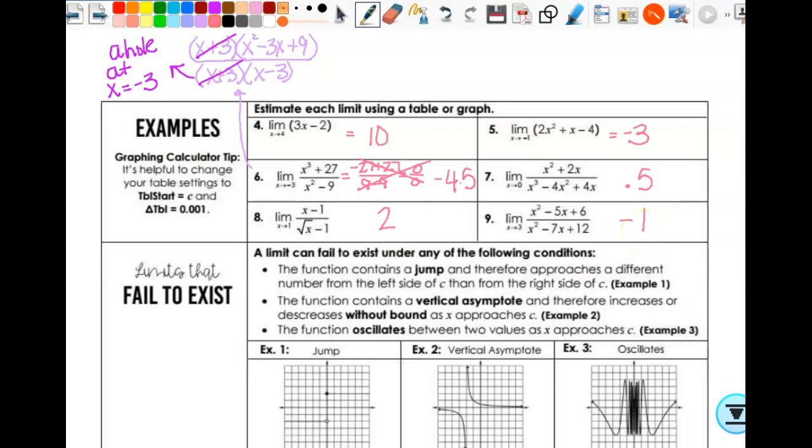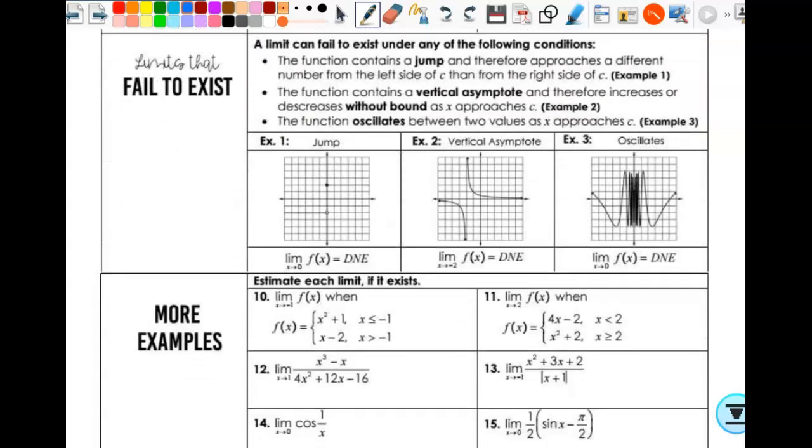Easy enough? All right, so let's talk about when a limit can fail to exist. A limit can fail to exist under any of the following conditions. If the function contains a jump and therefore approaches a different number from the left side of C than from the right side of C.